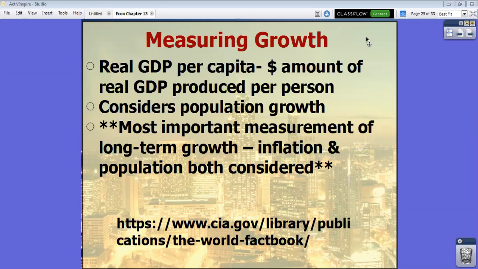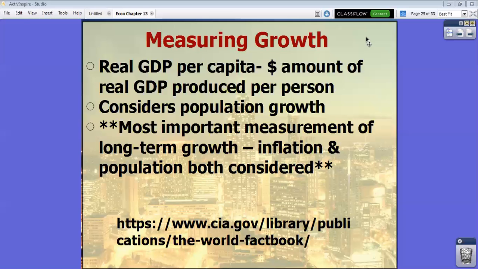Why? Inflation, we need to know that a large number of goods were produced per person, not just that a small number of goods that were very expensive were produced per person. So taking inflation into account is very important. The second thing we need to look at is population. The activity you're going to do today, you'll see that a country can produce a large number of goods valued at a very large amount. But if you take their population into account, they really didn't produce that many goods per person.